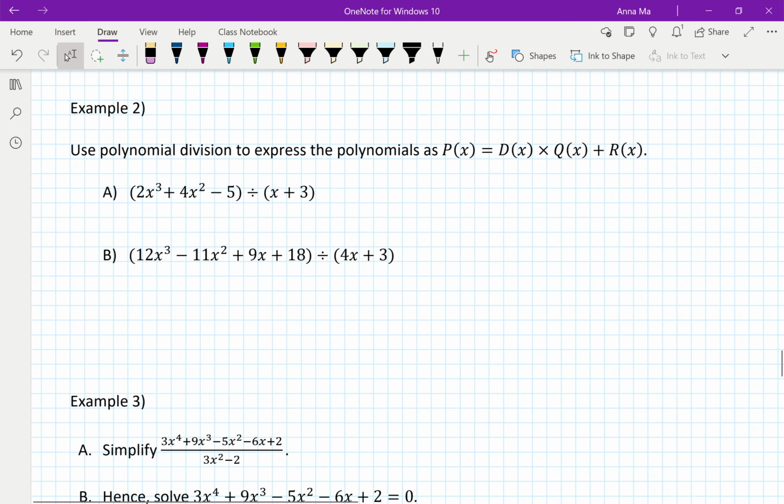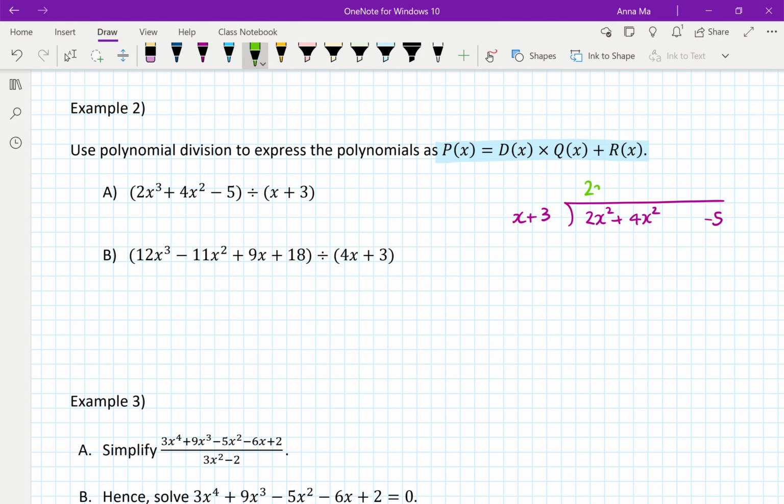For example 2, they want you to express the answer in the second format. So let's try the division. For the first one, it's a choo-choo train with a cubic. Now I can see that the quadratic term's there, but the linear term's missing. So I'm going to leave a bit of a blank and write negative 5 here, so I don't make a mistake. Divided by x plus 3.